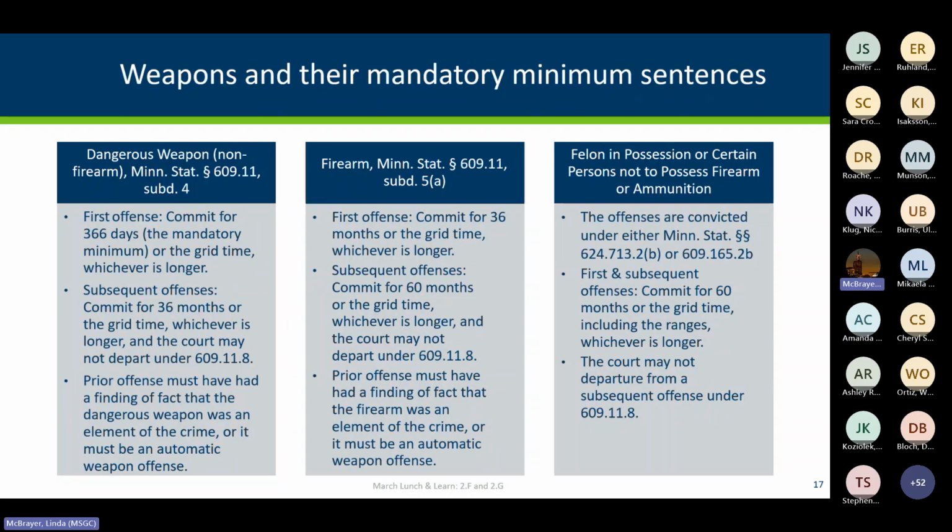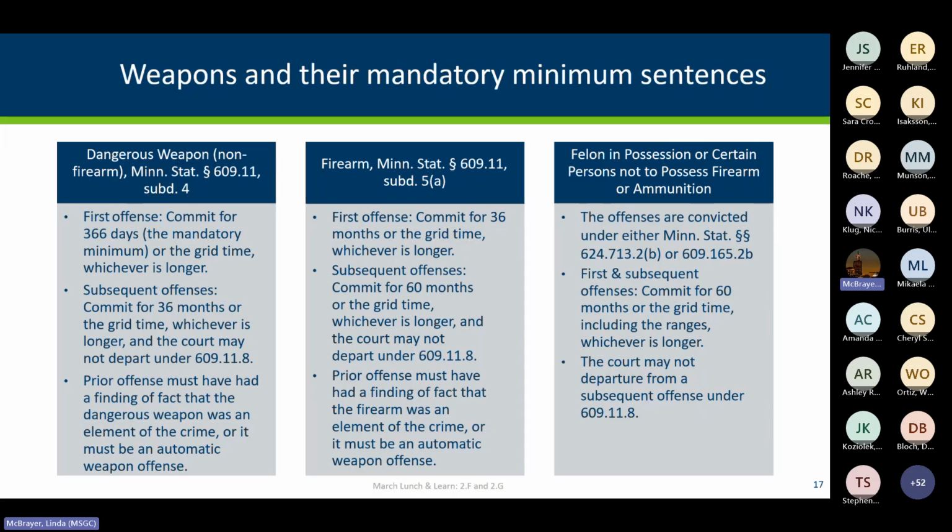For firearms, the first offense is 36 months or the grid time, whichever is longer. And any subsequent offenses are going to be 60 months or the grid time, whichever is longer. And again, we have no departure ability under 609.11 subdivision 8. Here again, the prior offense must have had a finding of fact that a firearm was an element of the crime, or it must be one of those automatic weapons offenses, the prior.